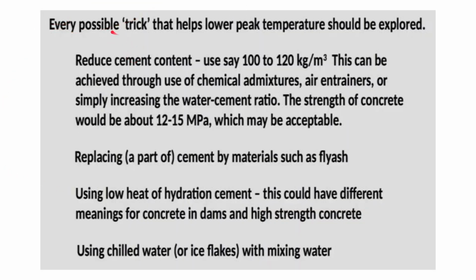Therefore, what is advisable is that every possible trick that helps lower the peak temperature should be explored. As we studied, the cement content should be reduced to 100 or 120 kg per meter cube. This can be achieved through use of chemical admixtures, air entrainers, or simply increasing the water cement ratio. The strength of concrete would be about 12 to 15 megapascal, which may be acceptable. Replacing a part of cement by materials such as fly ash can also be encouraged.